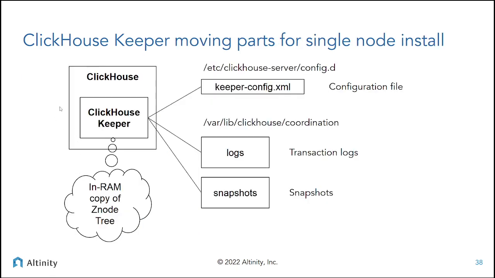And here's what it looks like. So you have ClickHouse, you have ClickHouse Keeper running inside it. You have that Keeper config file that we just showed you, and then you have logs and snapshots. And as I want to emphasize again, put the logs on fast disk, because that'll improve your throughput.